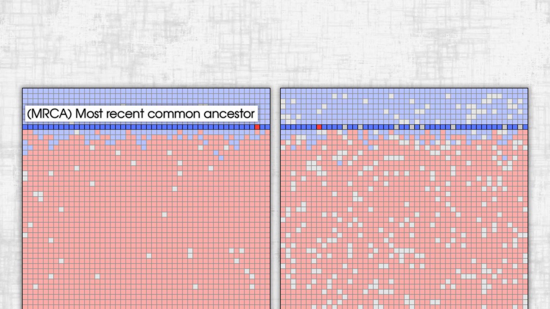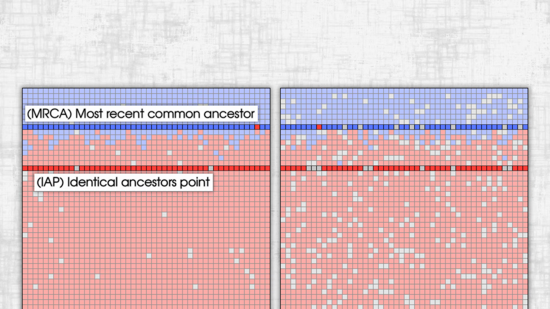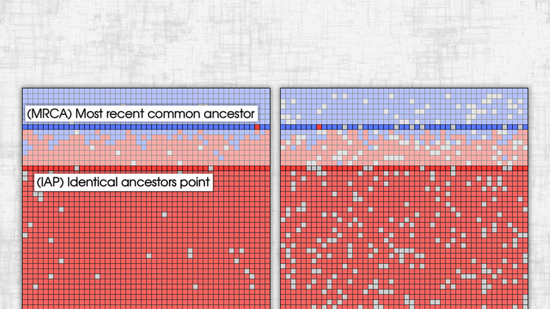But we're not going to stop there. We'll keep going until all the people marked in blue disappear. And now we've reached this point, which is called the identical ancestors point. Starting from this point, anyone whose descendants survive to the final generation is an ancestor to every single person in the last generation. This means that, from this point forward, all people have a completely identical pool of ancestors.